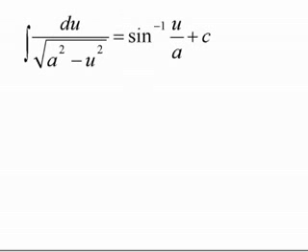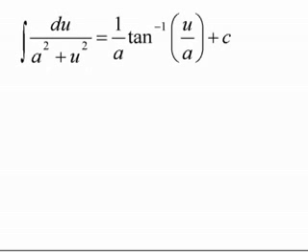You'll recall these formulas from our previous lectures. The integral of du over the square root of a squared minus u squared is just arc sine u over a plus a constant. Similarly, the integral of du over a squared plus u squared is 1 over a arc tangent u over a plus a constant.